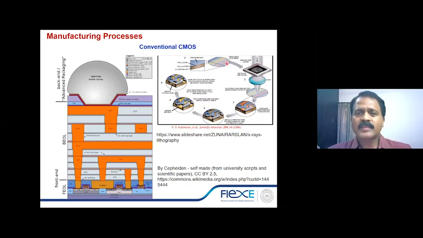These unit processes are used to build these chips, and this shows a typical cross-section of a CMOS chip. Here we see the transistors, and then there are the different stacks: the front-end applications, the back-end applications, and the packaging. This is what we typically see in a CMOS chip, and these are the typical processes.